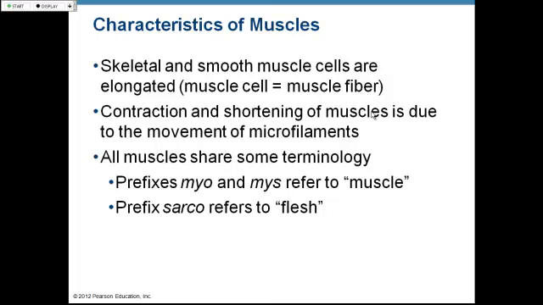And what we need to understand is now we're going to call muscle cells muscle fibers. Same thing. A muscle cell is what we call a muscle fiber. Muscles can contract, and when they do, they shorten. And here's how that works.